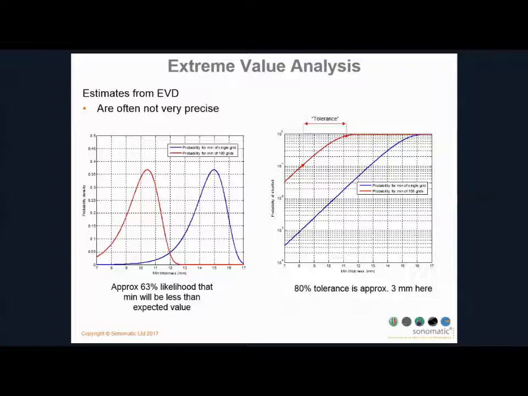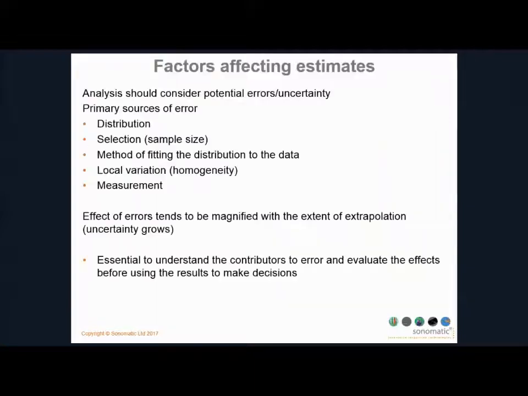So that can be thought of as an 80% tolerance based on the statistical estimate, which is 3 millimeters in this case. So just because you've been able to make an estimate of minimum thickness doesn't mean that there's a high probability that the actual minimum will be very close to that. And it's important to understand what the variability is likely to be. So the analysis should consider potential errors and uncertainty.